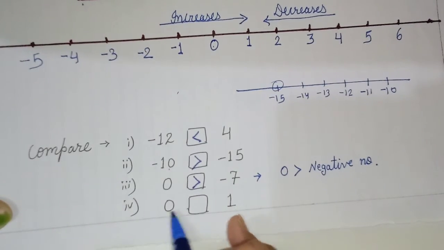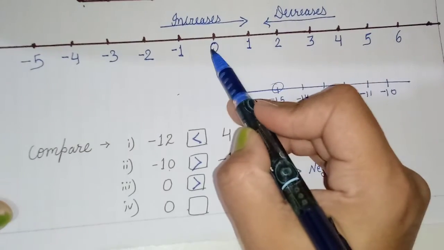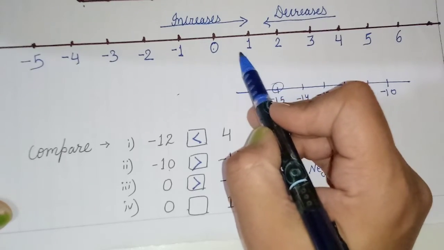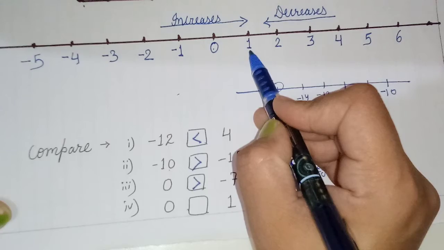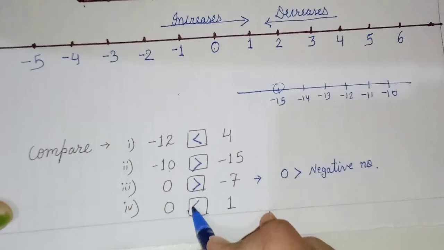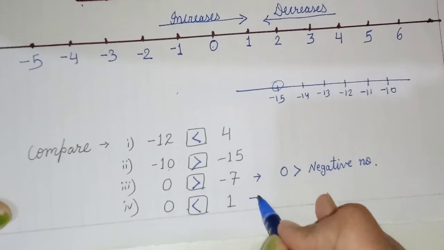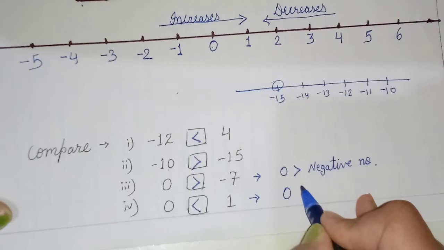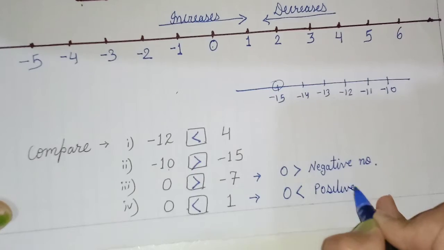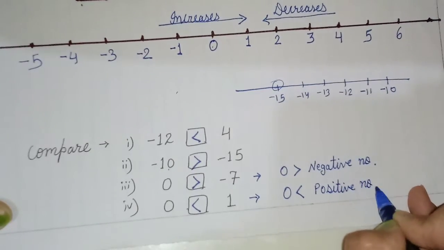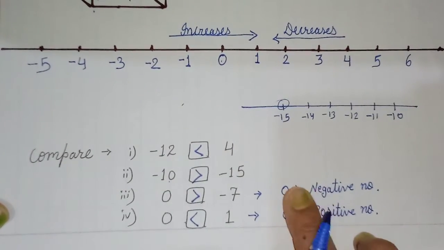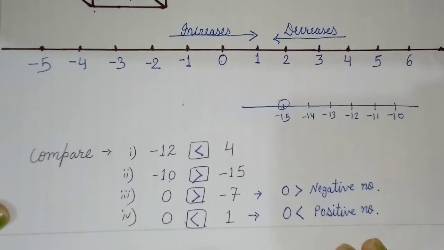Then the last point, 0 and 1, we have to compare. Again here on the number line we can see 0 and 1. If we see both the numbers, who is at the left and who is at the right? So 1 is at the right side and 0 is at the left of it. So 0 will be smaller. So 0 is less than 1. With this what can we conclude? That 0 is less than any positive number. If any positive number is there in comparison with 0, 0 will always be smaller than the positive number and always greater than the negative numbers.